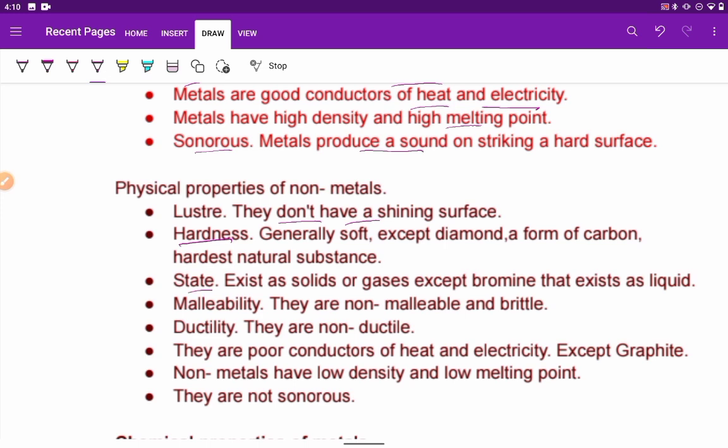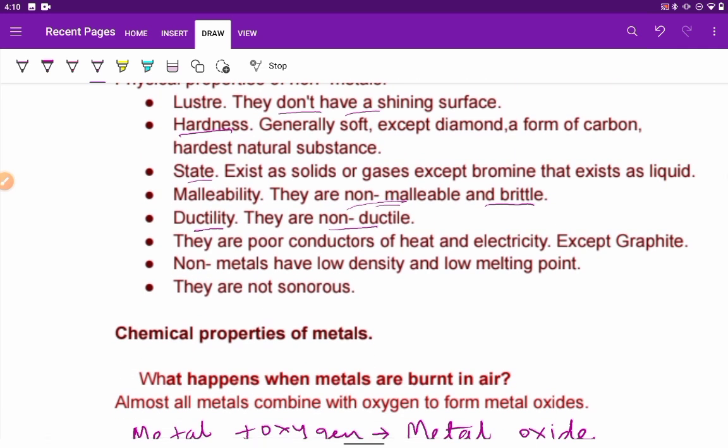Their state, they exist as solids or gases except bromine. Bromine exists as a liquid. Malleability, they are non-malleable and brittle. If we see their ductility, they are non-ductile. Except graphite, all non-metals are poor conductors of heat and electricity, and they have low density and a low melting point. They are not sonorous.